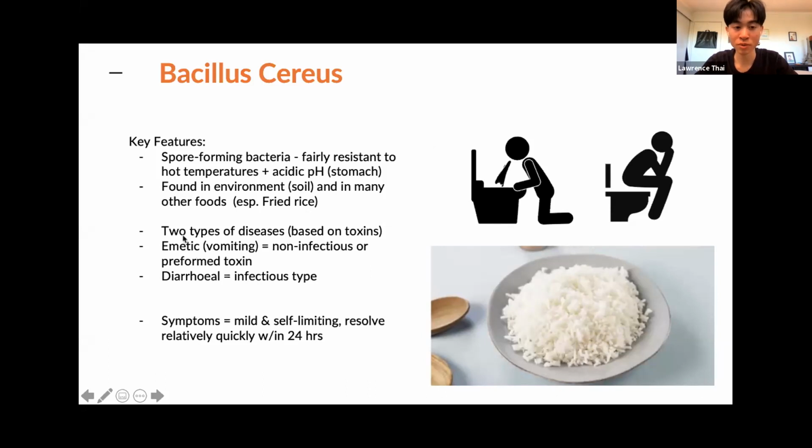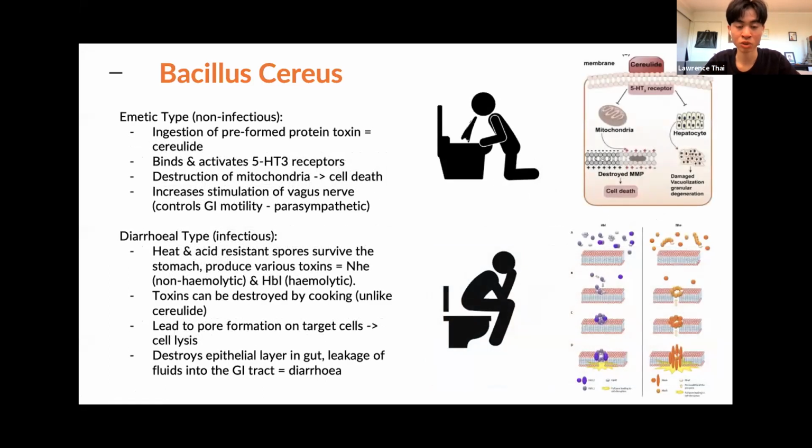It causes two types of diseases based on toxins. The first one is emetic, which is non-infectious. So that's the preformed toxin. And then the diarrheal type, which is the infectious type. And then these are the symptoms. Honestly, it's not too bad, but you wouldn't want to have it. It's annoying. Okay, so these are the two different types and how it works.